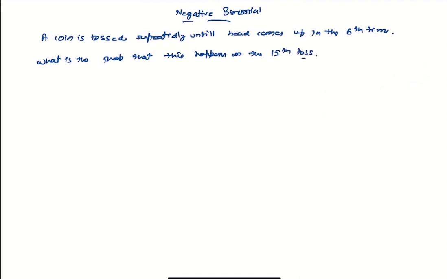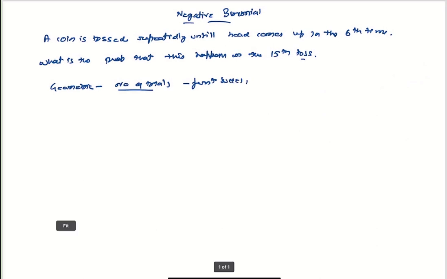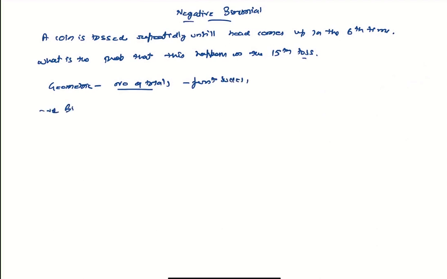So this is also just like a geometric distribution, where it tells the number of trials needed to get the first success. The geometric distribution is the number of trials needed to get the first success, while negative binomial is the number of trials to get the rth success. If we are interested in the second success, then r is equal to 2.